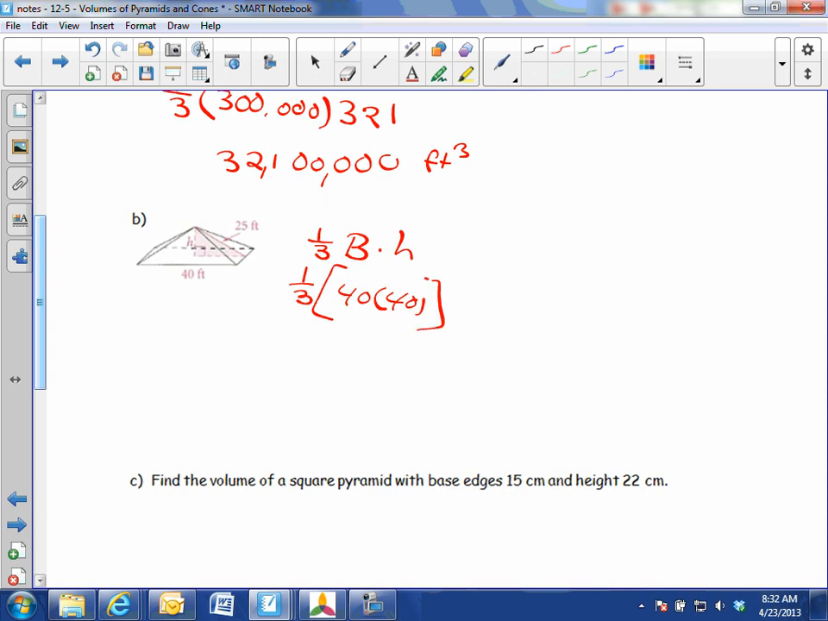And what's the height? How are we going to figure out what that is? Yeah, Pythagorean theorem. So what are we going to do to figure out H? 25 squared. Or is it 3, 4, 5? Yeah, the 25, you divide by 5, you get 5 times 4, so 5 times 3 is 15.